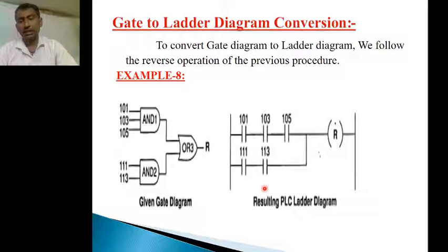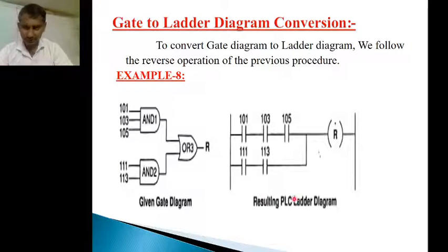And next, gate diagram to ladder diagram. So here we will give the gate diagram, then we can draw the ladder diagram. So what is the procedure? We just follow the reverse operation of the previous operation. That means if we have the AND gate, we write the series contacts, and if we have the OR gate, we represent the parallel contacts.